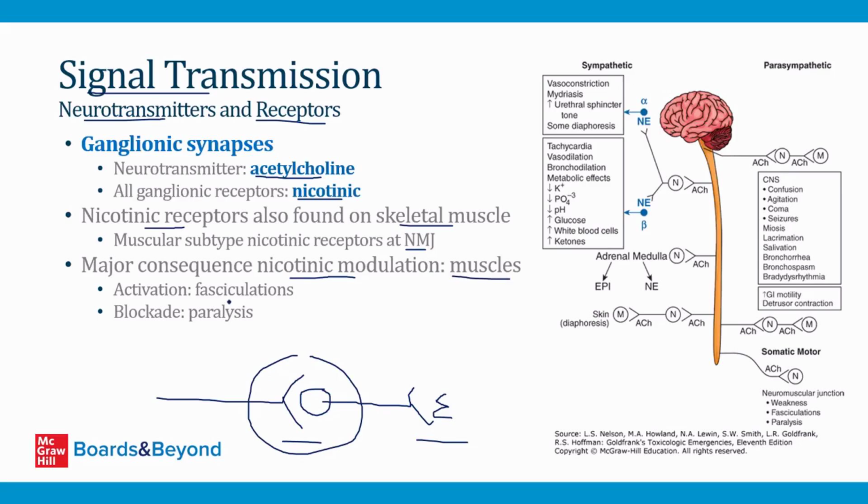Drugs that activate the nicotinic receptors will cause muscle fasciculations. Drugs that block nicotinic receptors will cause paralysis. So this is important when you're answering board questions. If they describe a drug or a toxin or something that interacts with nicotinic receptors, the dominant clinical features are going to involve the muscles, not the autonomic nervous system. Even though there are nicotinic receptors in these ganglionic synapses, usually the effects of drugs that activate or block nicotinic receptors all involve the muscles, not the autonomic nervous system.